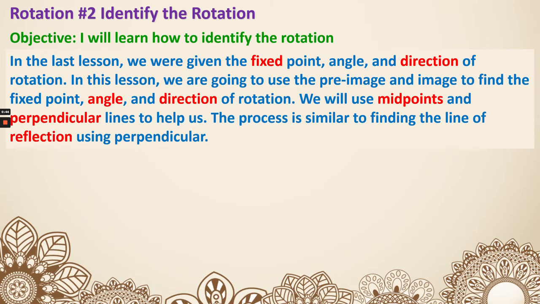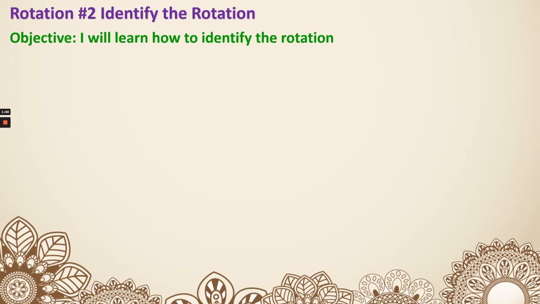In the last lesson, we were given the fixed point, angle, and direction of rotation. In this lesson, we are going to use the pre-image and image to find the fixed point, angle, and direction of rotation. We will use midpoints and perpendicular lines to help us. The process is similar to finding the line of reflection using perpendicular lines.